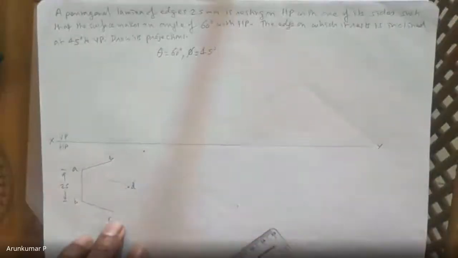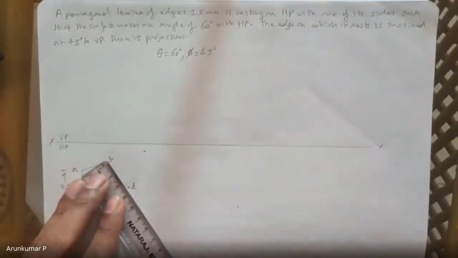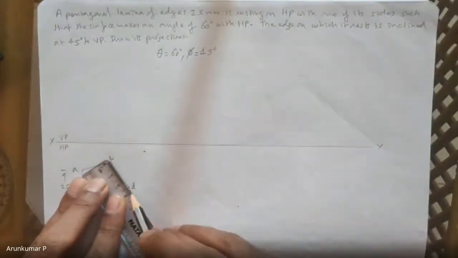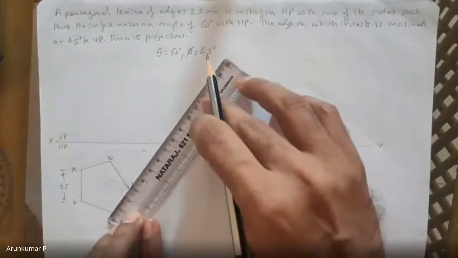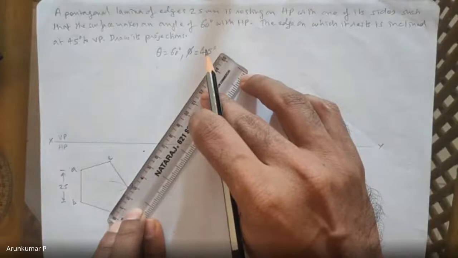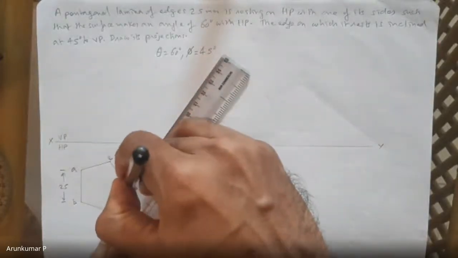D. And if you join, you will get your 25 mm line because the arc length that you have taken was also 25. So you can either use this method or you take a protractor and draw from C and E. You draw 25 mm lines at 108 degrees. So any method is okay. So this is the pentagon.